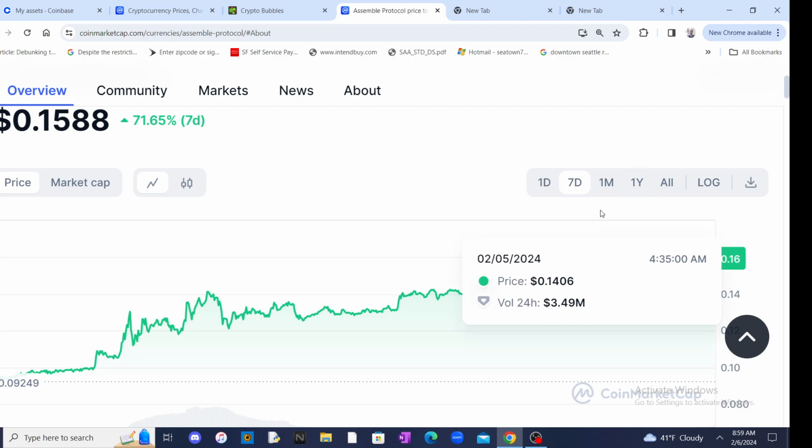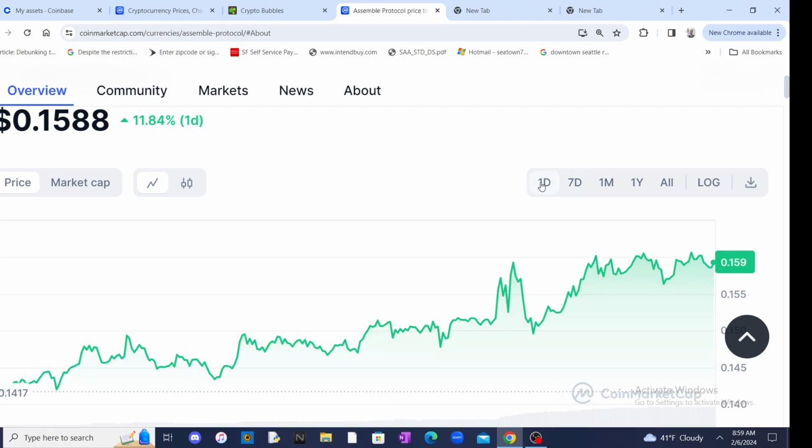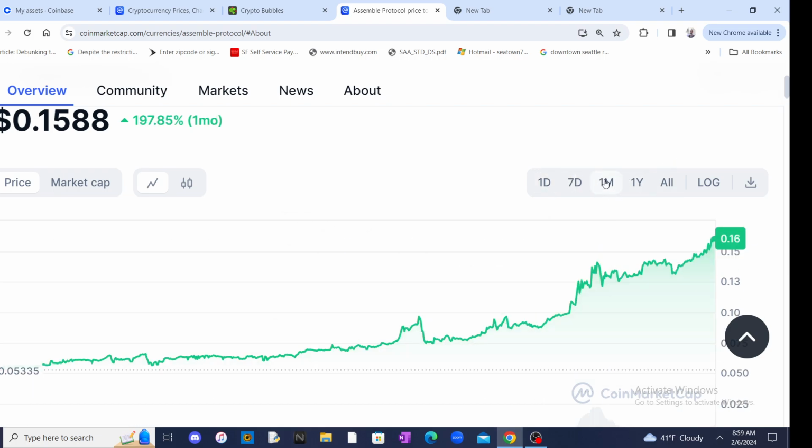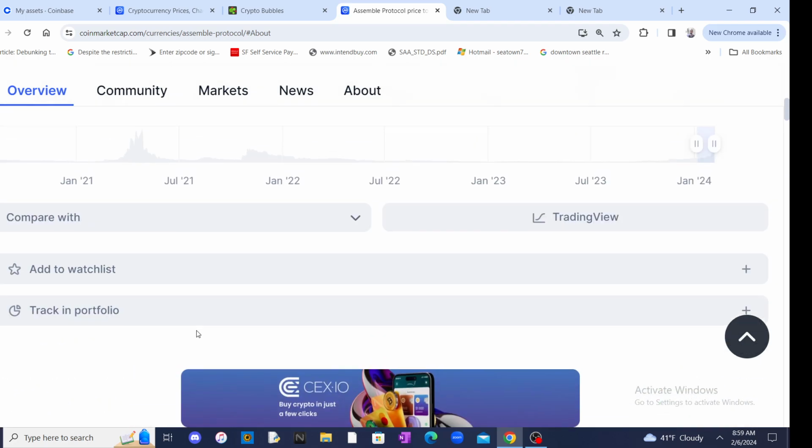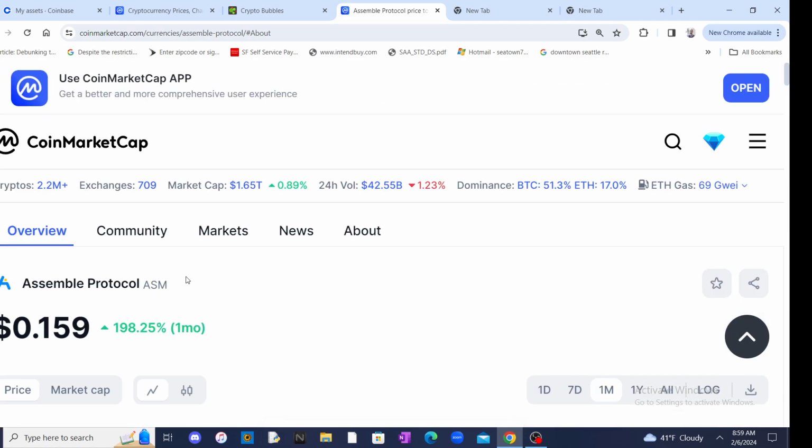But yeah, at 15 cents this is definitely a good play, and it seems like this coin is always in the green. The 7 day chart is up 71%. Very bullish play. It's already up 11% for the day. This is a very, very bullish play, and it's up 197%. But yeah, this could definitely hit 40 to 50 cents easy in the short term.